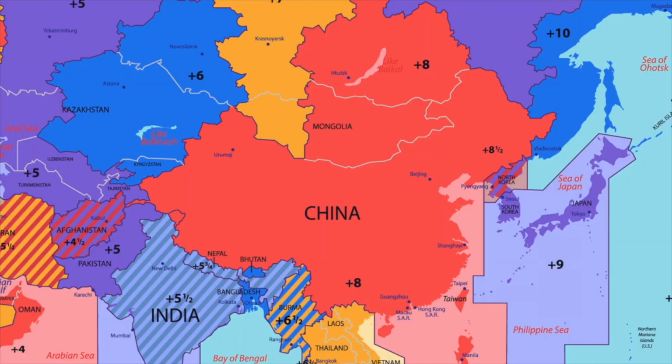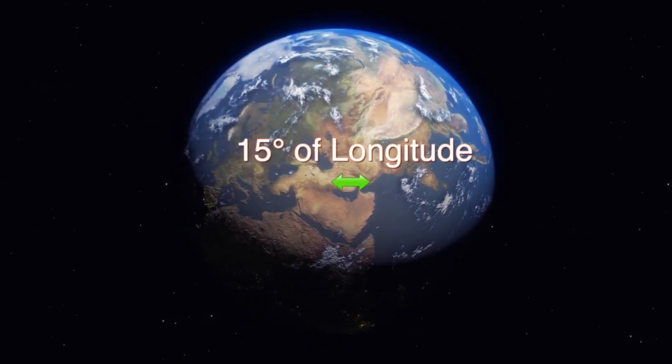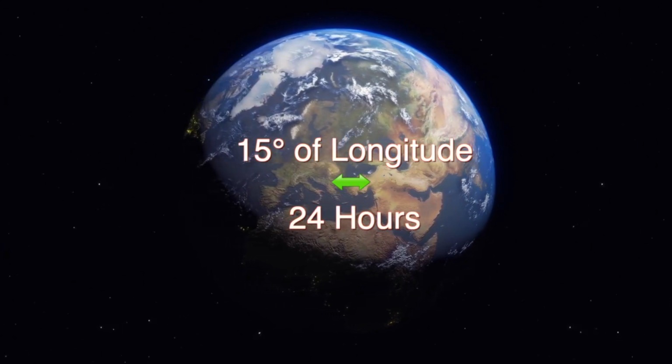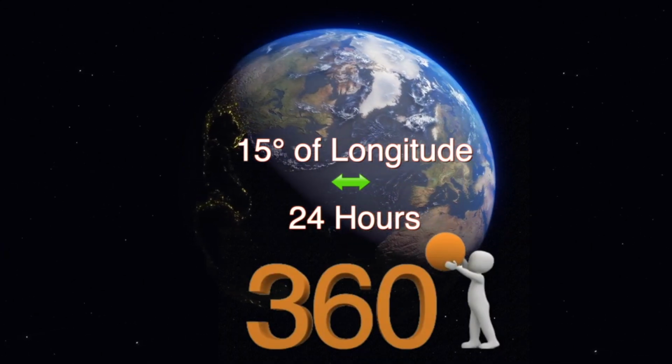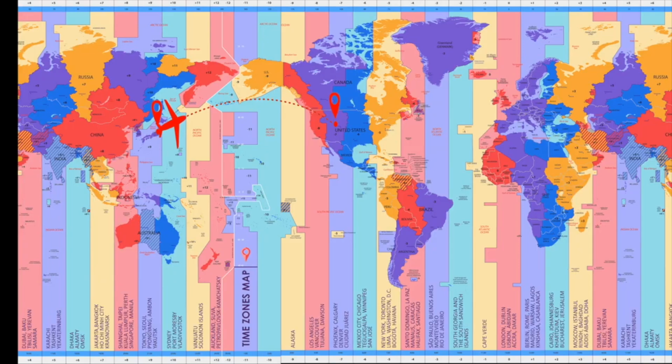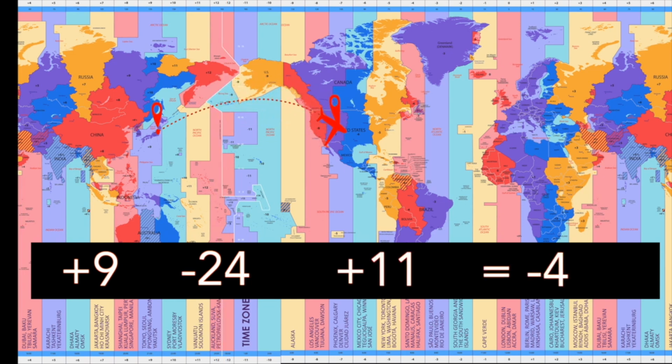China opted to go with 1 time zone instead of 5. Bold move. Time zones arose because Earth rotates 15 degrees every hour, and 24 hours times 15 degrees equals 360, one full rotation. So during my flight, I went forward 9 time zones in 9 hours, back 24 hours because I crossed the international date line. This took 11 hours, getting me there 4 hours ahead of the time where I started.